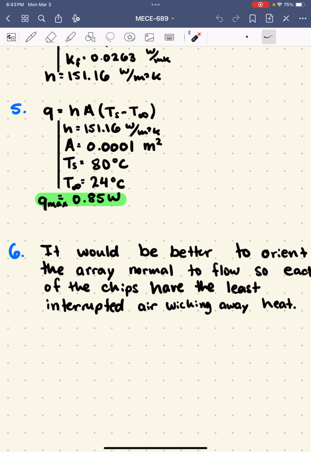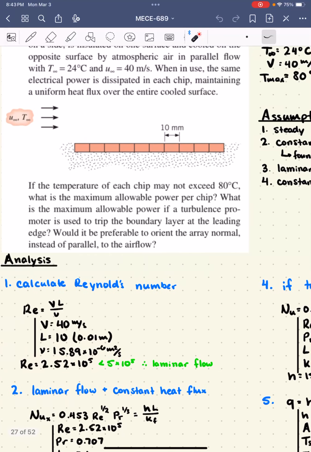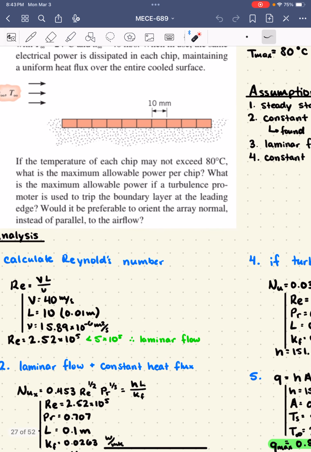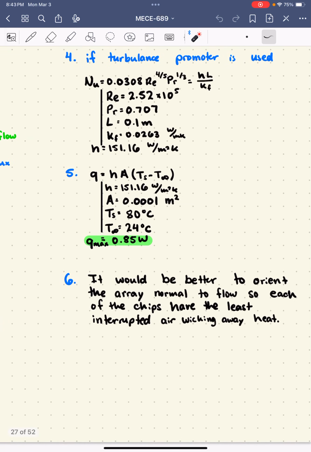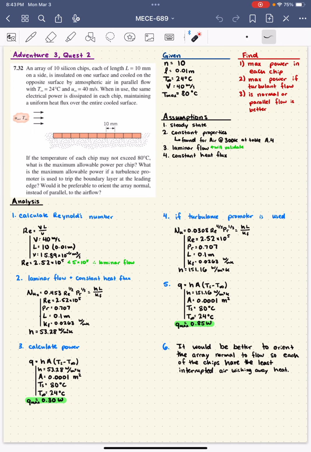Now, the last part is asking if it's preferable to orient the array normal instead of parallel to the flow. And in that case, it would be better to orient normal to the flow, because each of the chips would have the least interrupted air wicking away heat. And that's my solution for question 7.32.